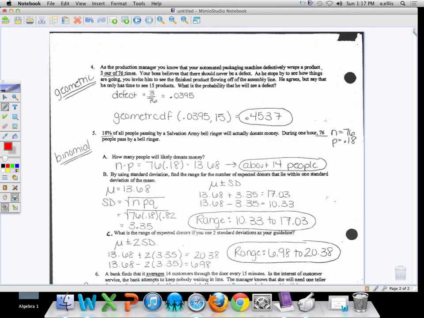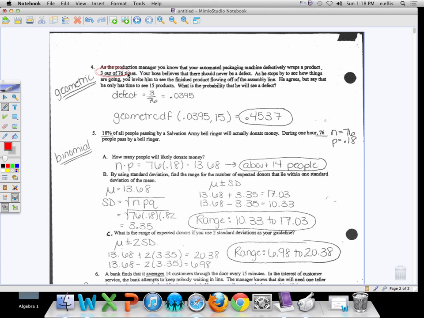On the back, next problem. As the production manager, you know that the automated packaging machine defectively wraps a product 3 out of 76 times. So they're giving you kind of a defect success right here. Your boss believes there should never be a defect. As he stops by to see how things are going, you invite him to see the finished product coming off the assembly line. He agrees but says, well, you only have time to see 15 products. What is the probability that he will see a defect?